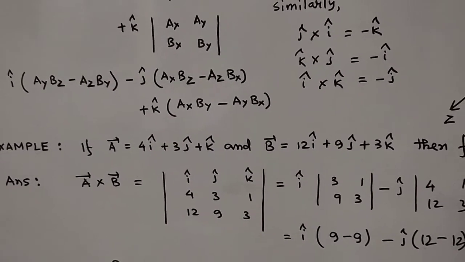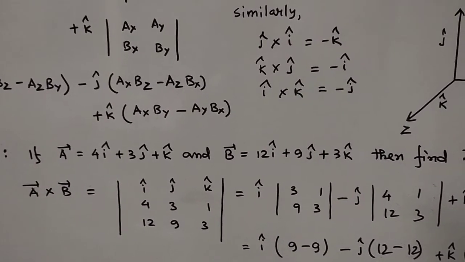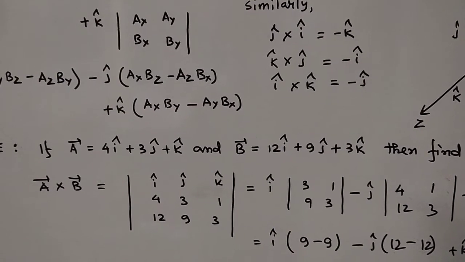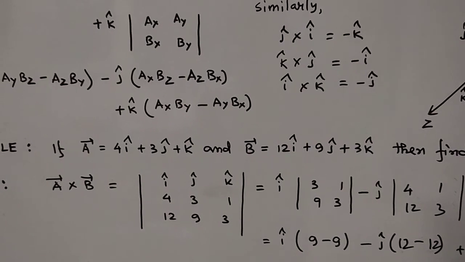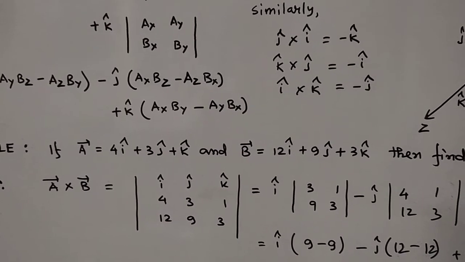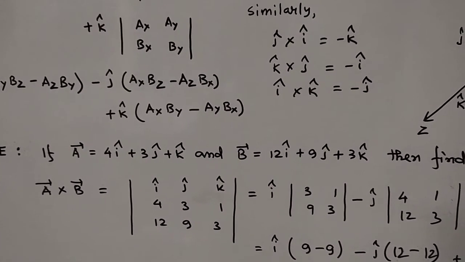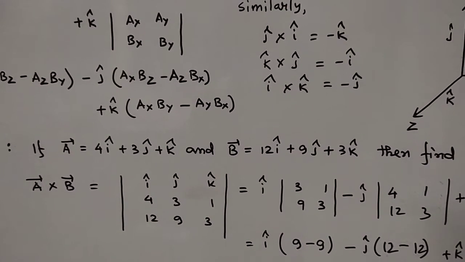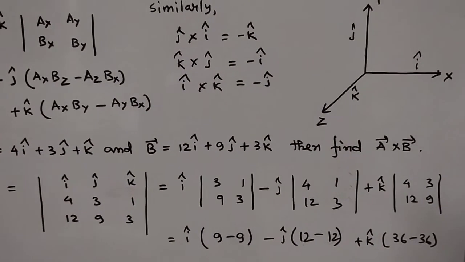So you have two vectors, a vector 4i cap plus 3j cap plus k cap, and b vector 12i cap plus 9j cap plus 3k cap. So for a cross b, we have to write i, j, k. Then you write the components for the a vector, that is 4, 3, 1, and then 12, 9, 3. Then i cap, exclude the elements, so what is left? 3, 1, 9, 3, and then minus j cap, then what is left? 4, 12, 1, 3, then k cap 4, 3, 12, 9.